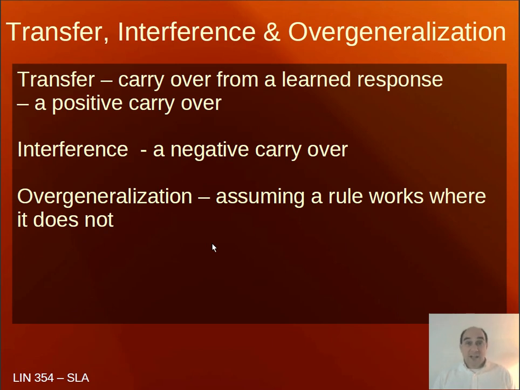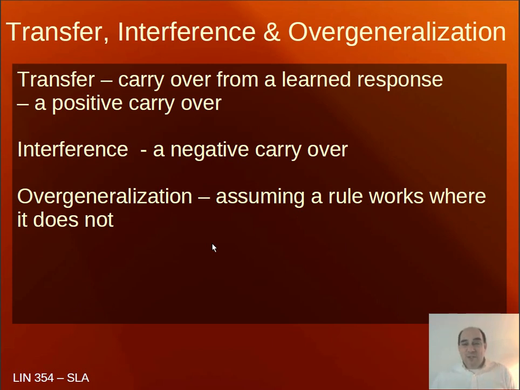We can use crazy in English anywhere. You know, I'm crazy about that. I mean, I love it a whole bunch, right? But he transferred this idea. He overgeneralized an idea. So the idea that he thought was okay in English didn't work in Japanese.